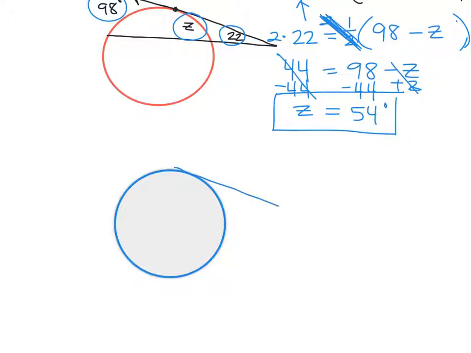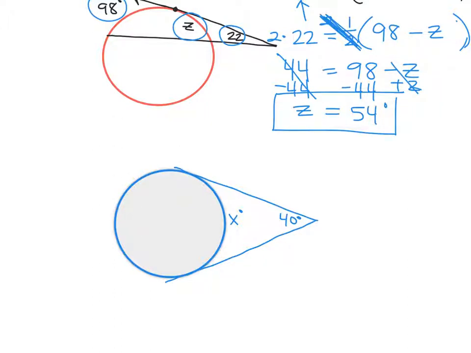What if you have 2 tangents and this is 40 degrees and this arc is x degrees? Okay, and I want to know what is x. This one tends to throw people off a little bit because it doesn't seem like it has enough information, right?